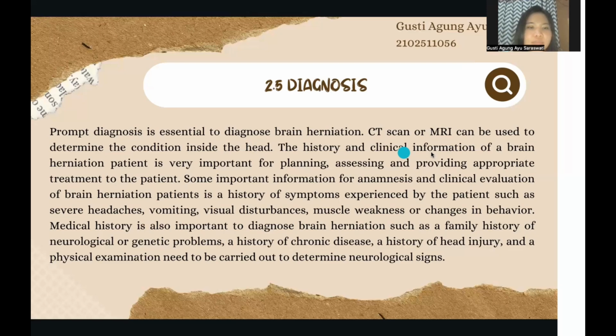Some important information for anamnesis and clinical evaluation of a brain herniation patient is a history of symptoms experienced by the patient, such as severe headaches, vomiting, visual disturbance, muscle weakness, or change in behavior. Medical history is also important to diagnose brain herniation, such as family history of neurological or genetic problems, history of chronic disease, history of head injury, and physical examination needs to be carried out to determine neurological signs.